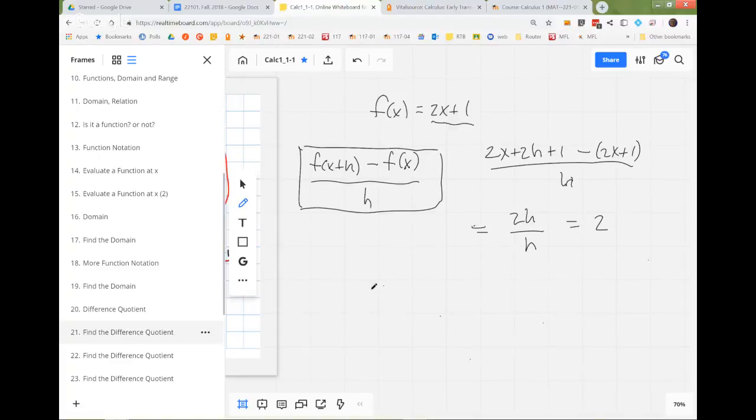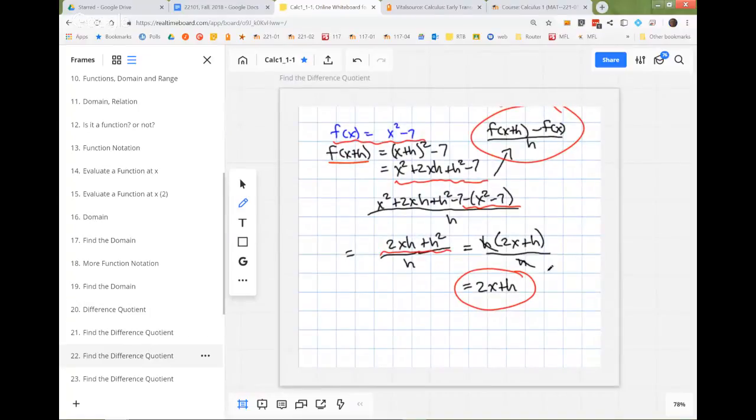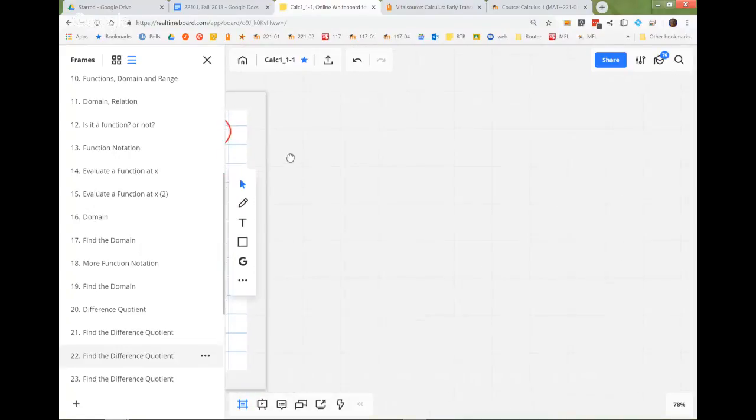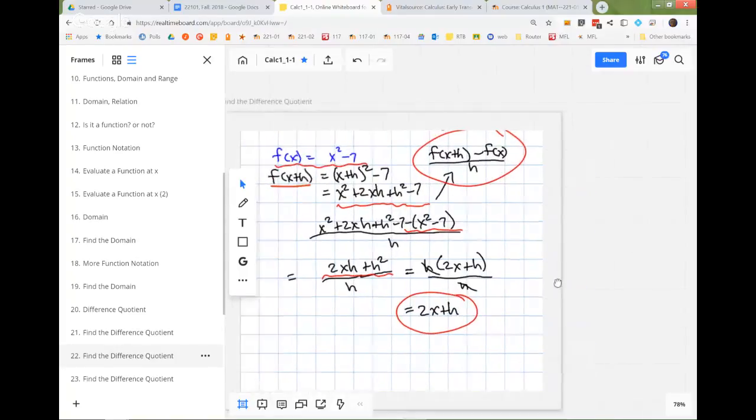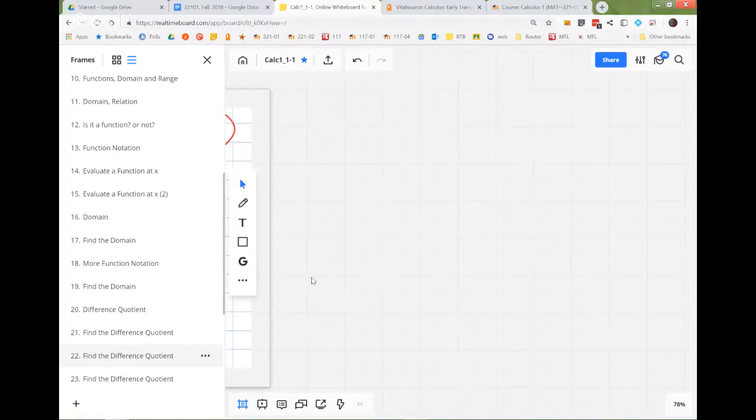Okay, so there's our first difference quotient. Let's go on and do another. Again, I'm going to do this separately instead of just having you look at this thing that's all done. So we're going to move off to the side here. And what was the function again? X squared minus 7.